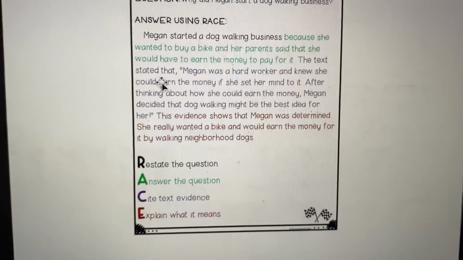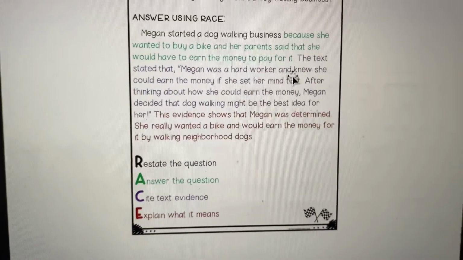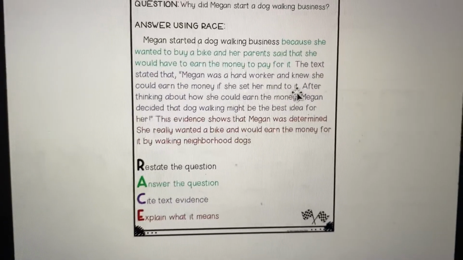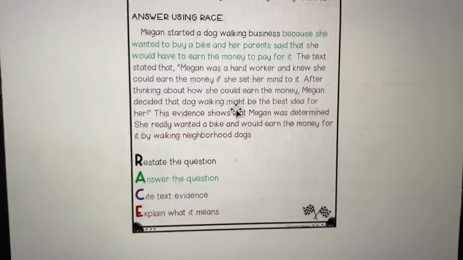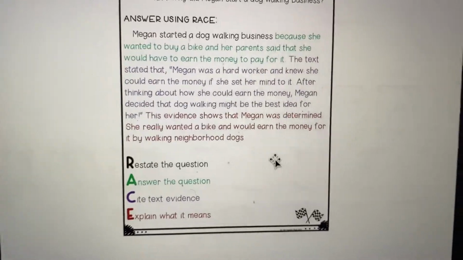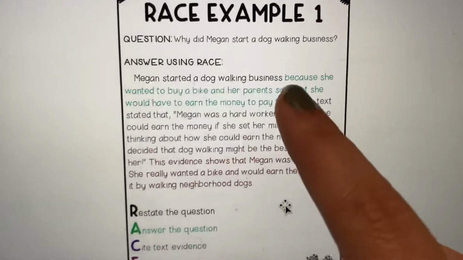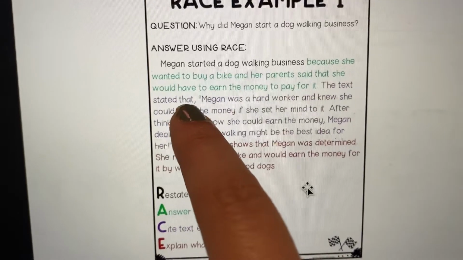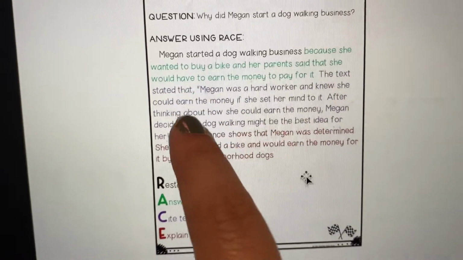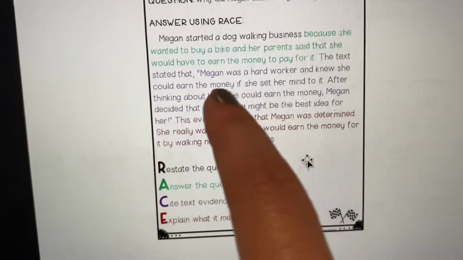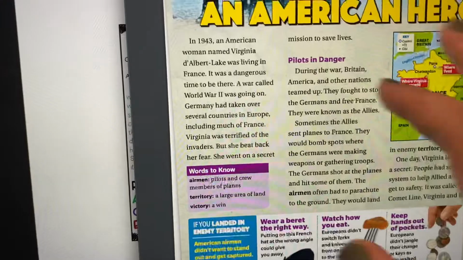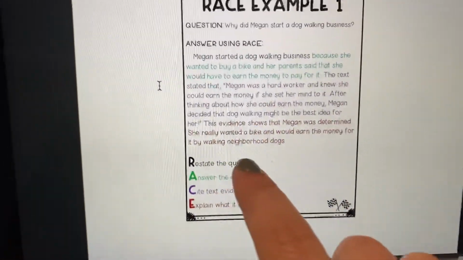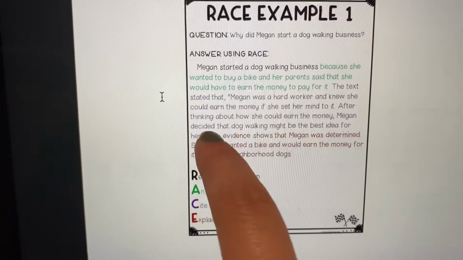The text stated that Megan was a hard worker and knew she could earn the money if she set her mind to it. After thinking about how she could earn the money, Megan decided that dog walking might be the best idea for her. Notice, boys and girls, that when the person puts the text stated that, you always put a comma and quotation marks at the beginning and at the very end, because this is what the person got from the article. So whatever you are taking from the article into part C, you always have to put quotation marks, okay?